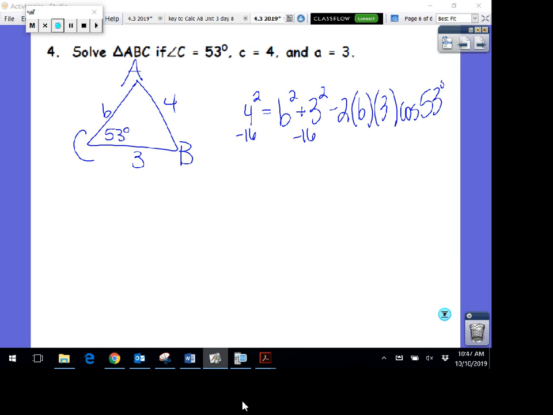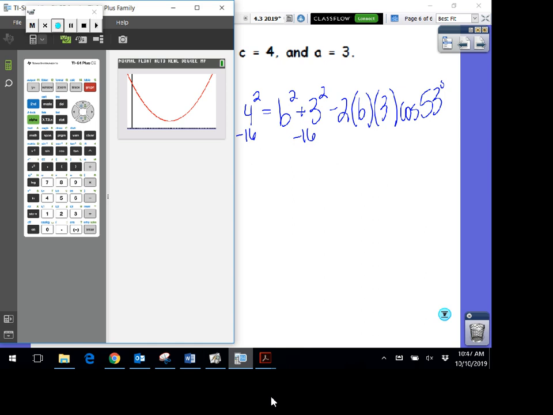But again, in our calculator, we're going to go to y equals. We already have a 0 there. I'm going to say x squared plus 3 squared. I'm just going to say the minus 16 right there, or minus 4 squared. You can put it wherever you want, beginning or the end. Minus 2 times x times 3 times cosine of 53. Now, very important also, this cosine word right here.